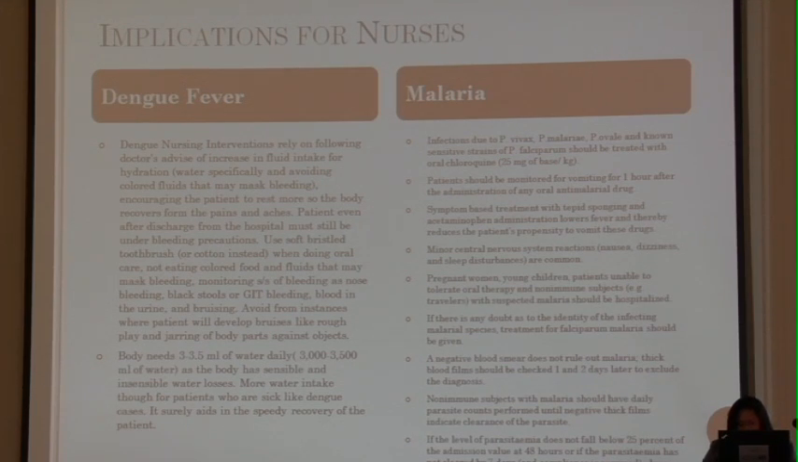A negative blood smear does not rule out malaria. Thick blood films should be checked 1 to 2 days later to exclude the diagnosis. Non-immune subjects with malaria should have daily parasite counts performed until negative thick films indicate clearance of parasites.